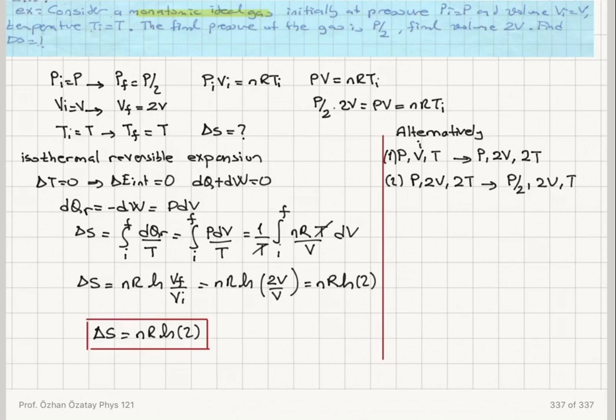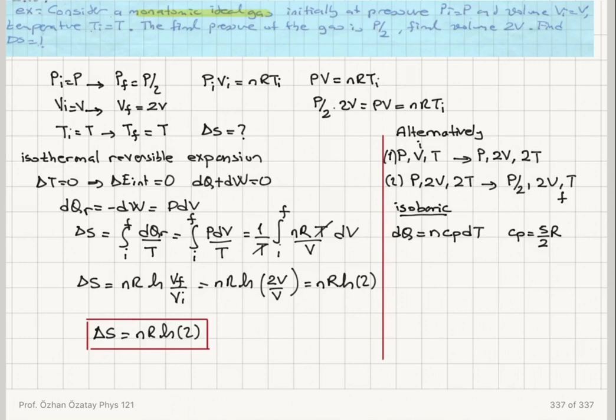So this is my initial state. This is my final state. I'm doing it in two steps. All right. So the first process is an isobaric process. What is the heat added in an isobaric process? dq is equal to n Cp dT. Since this is an ideal monatomic gas, Cp I will take to be 5 over 2 R.